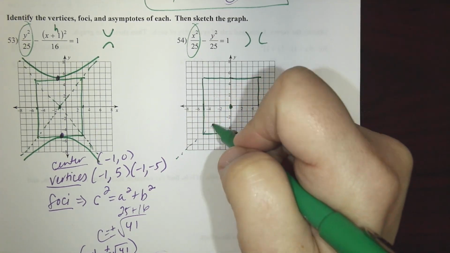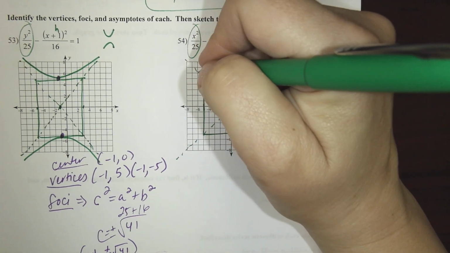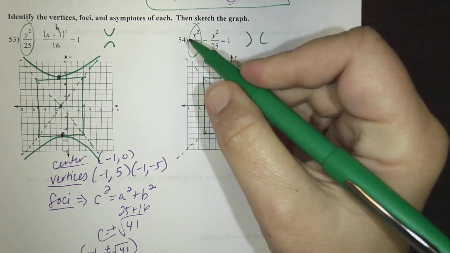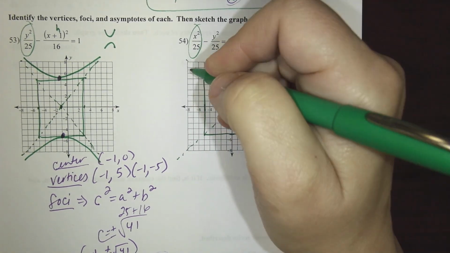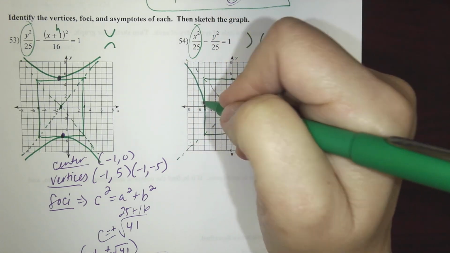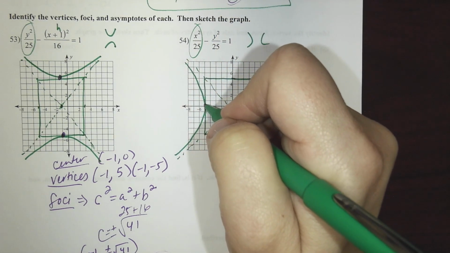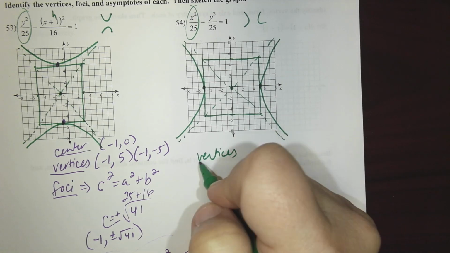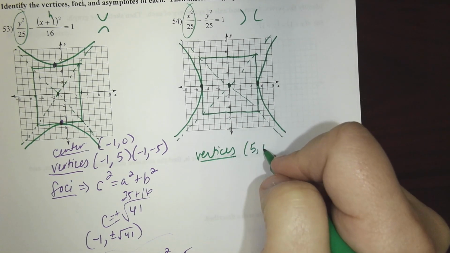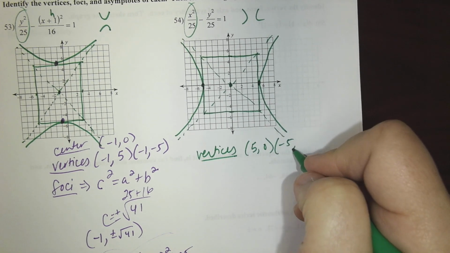And you're going to make some diagonals. And since x is coming first, you're going to go right there and right there. And those two points right there are your vertices, which are at 5, 0 and -5, 0.